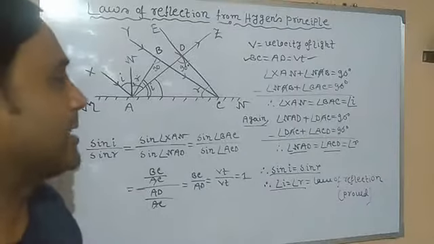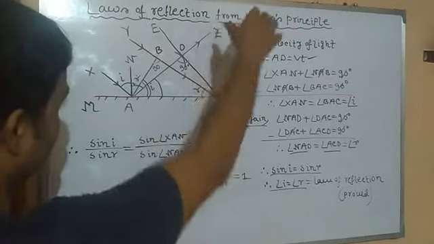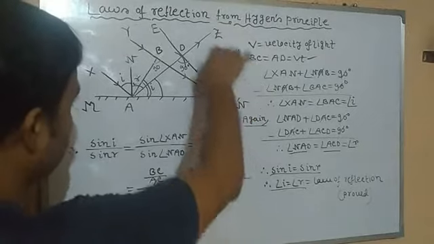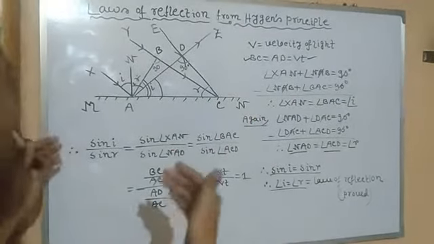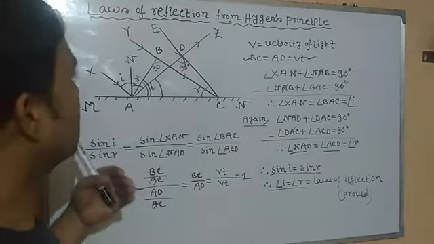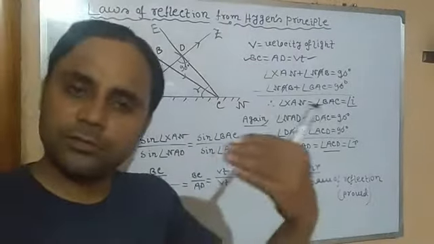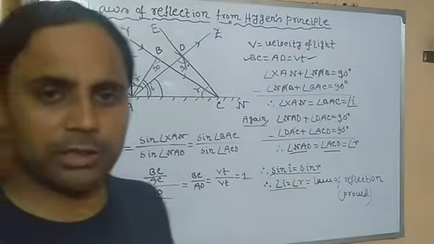And the first law is very easy. The incident light, isn't it? The AB incident wave front and the reflected wave front CD are all in the same plane, which is the first law. So in this way, we can derive the laws of reflection from Huygens principle. Later, in the next video, we will see how the laws of diffraction can be obtained using Huygens principle.